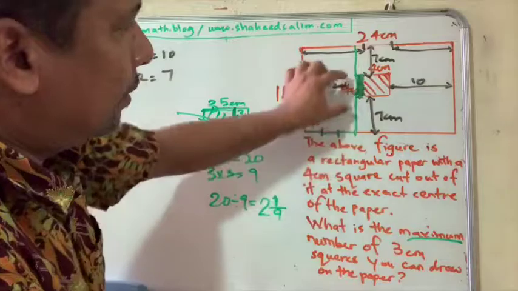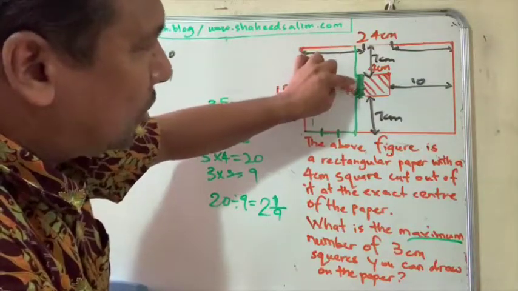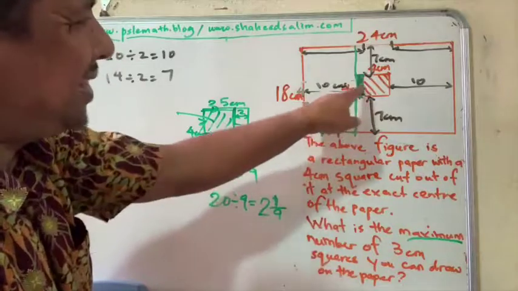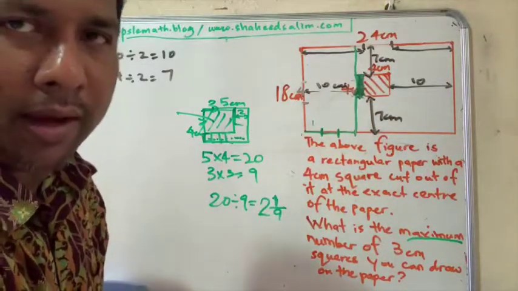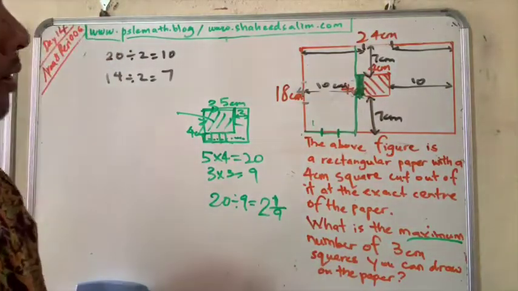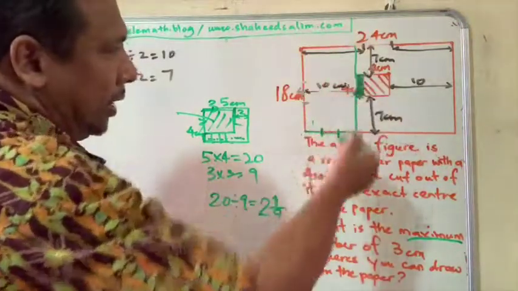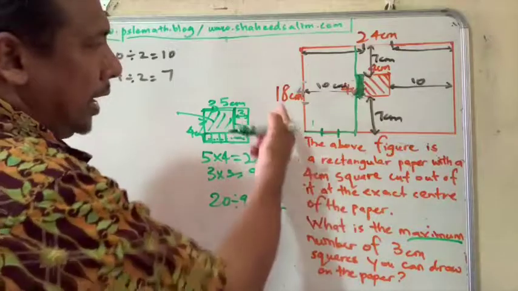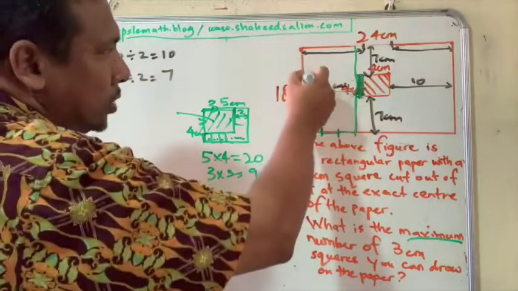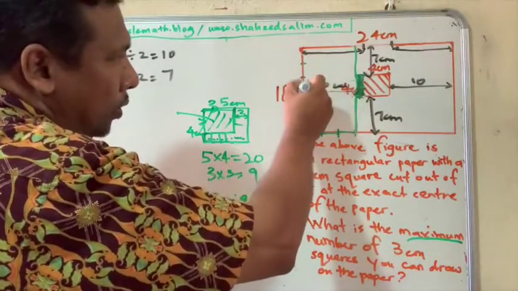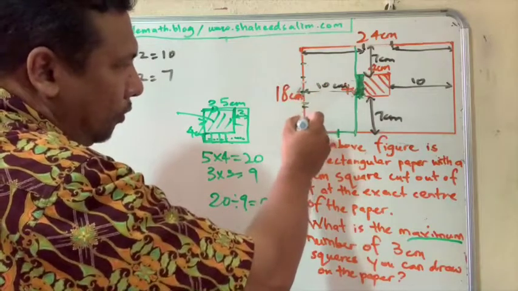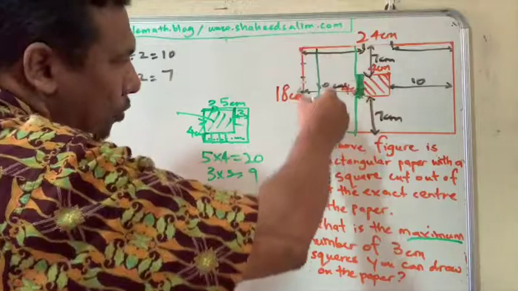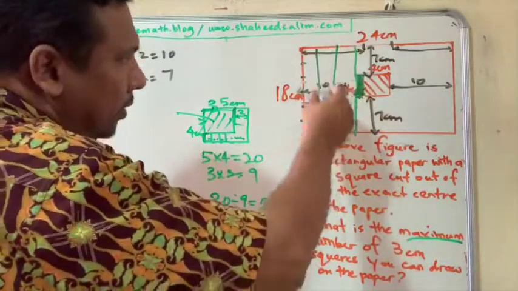You can't use this 1 cm by 4 cm here, because you cannot squeeze a 3 cm square there. So let us see, in this rectangle, how many can you squeeze on 18 cm? Along the 18 cm, you can squeeze 18 divided by 3 is 6. So you have 1, 2, 3, 4, 5, 6.